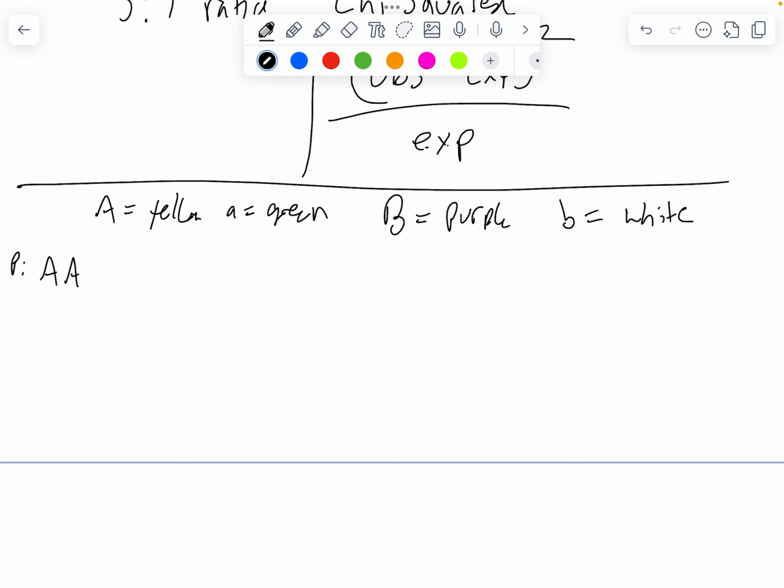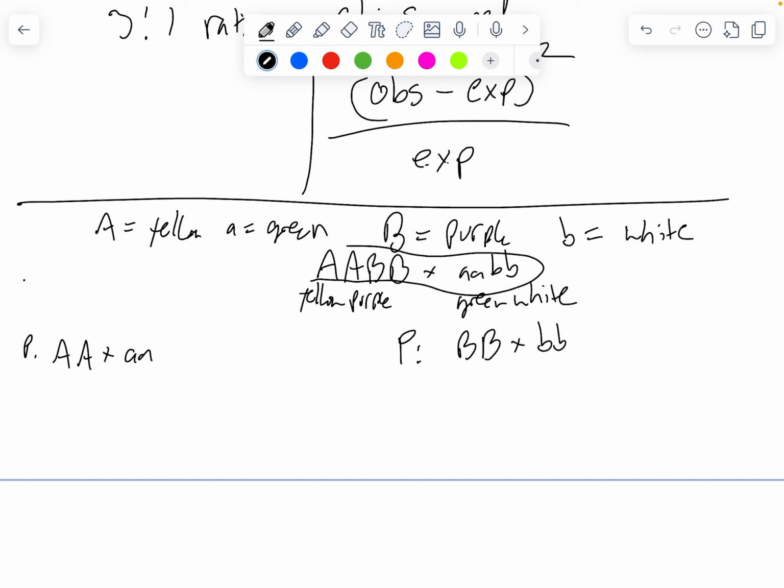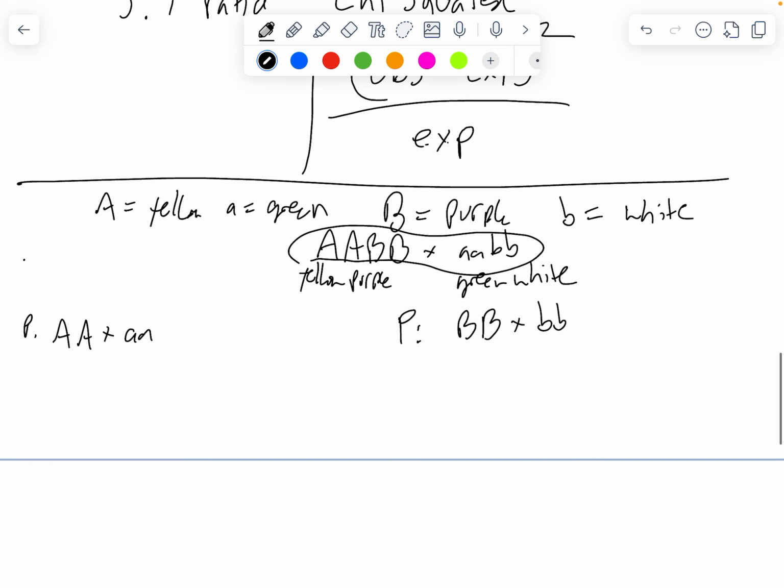So I'll just say that my parents are AABB crossed with aabb. So that would be yellow and purple, and that would be green and white. So my parental generation is AA crossed with aa at one locus, and BB crossed with little bb at the other locus. Right? Even though each individual has 2 separate genes, I'm teasing them apart because it's much easier to work with one gene at a time.